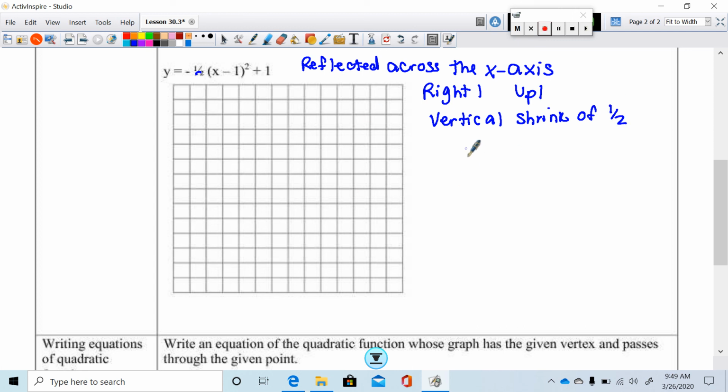Okay, my vertex is the opposite of what's with x, so the opposite of -1 is +1, and then the constant at the end is 1. So 1, 1 is my vertex. Two numbers higher, so 2 and 3. Two numbers lower, so 0 and -1. Okay, this is my vertex here.